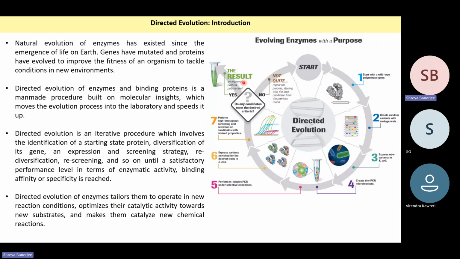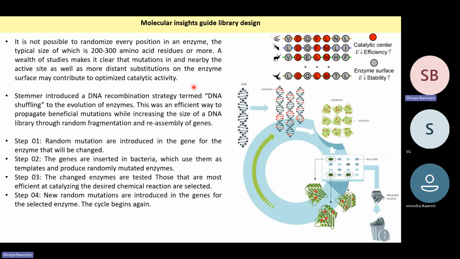Sometimes if we want even better results, we can take this resultant mutated protein and mutate it even further. So the process is iterative. You can repeat it as many times as you want till you get a protein with the desired level of function. So this directed evolution of enzymes tailors them to operate in new reaction conditions, optimizes catalytic activity towards new substrates, and makes them catalyze new chemical reactions also. I will be discussing these applications in the coming slides.